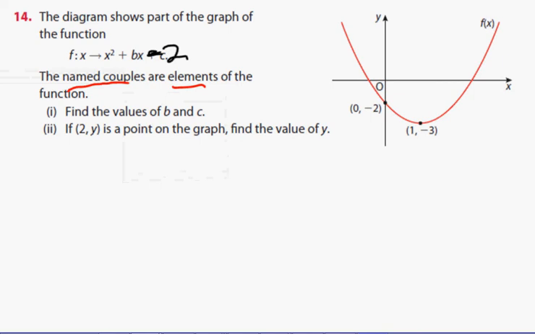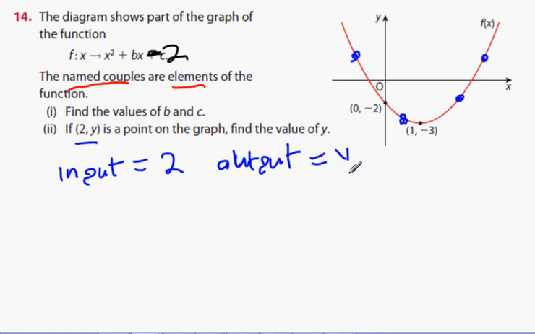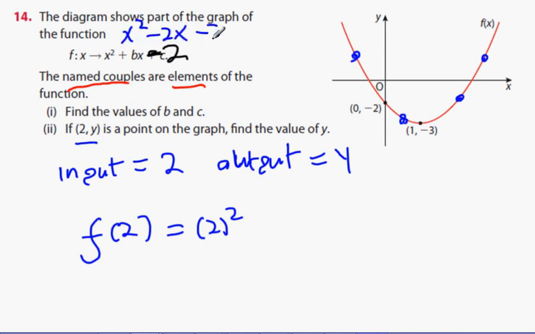Okay guys, in the next one, (2, y) is a point on the graph. If it's on the graph, it means it obeys the function. This means that the input is, what's the input? The input is 2 and the output is y. So we have to find out what f of 2 is. We have to find the output. So replace x with 2. What's b again? Minus 2, isn't it?